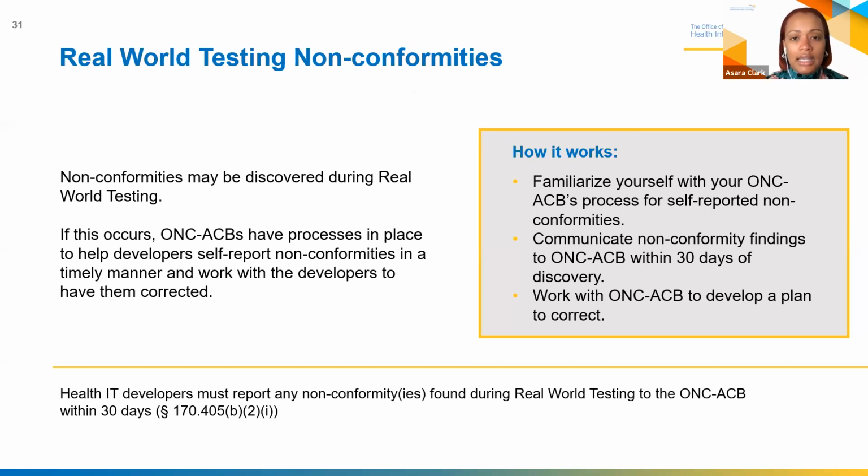a real world. And so we totally get that you might run into a situation where that functionality doesn't perform as you intended. If this occurs, you just want to work with your ONC ACB, as they have processes in place to help you with self-reporting of nonconformities, and to help you address whatever the nonconformity is. So just familiarize yourself with your ONC ACB's process for self-reporting nonconformities, communicate the finding within 30 days as required by 405(b)(2) Roman numeral 1, and work with your ACB to develop a plan to address it.